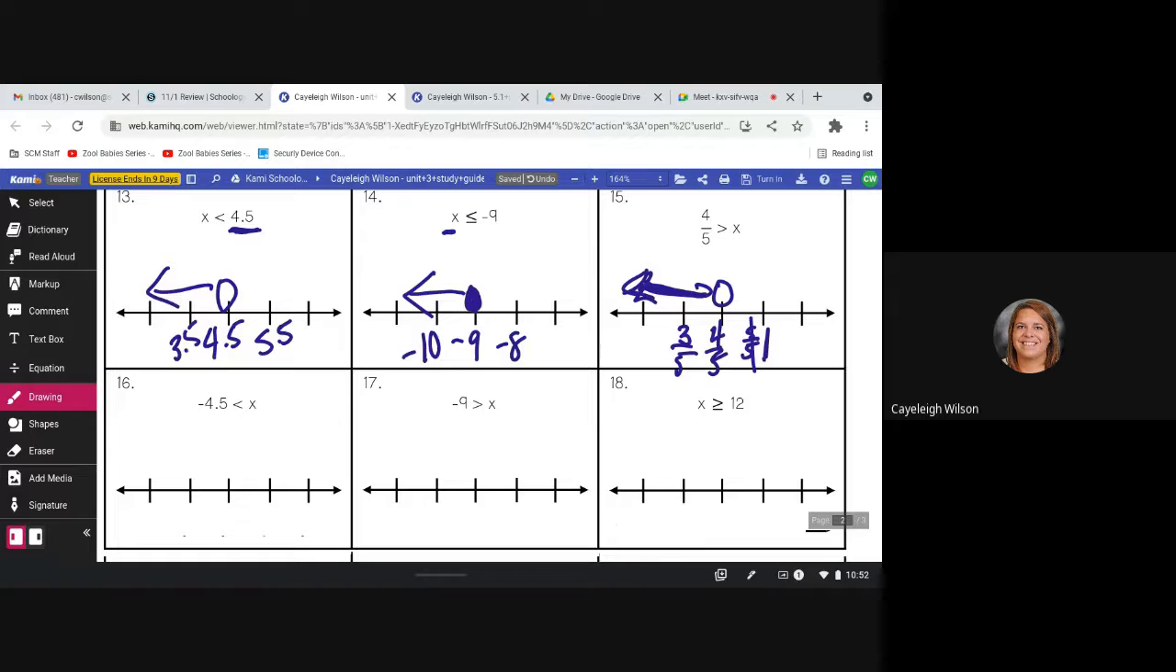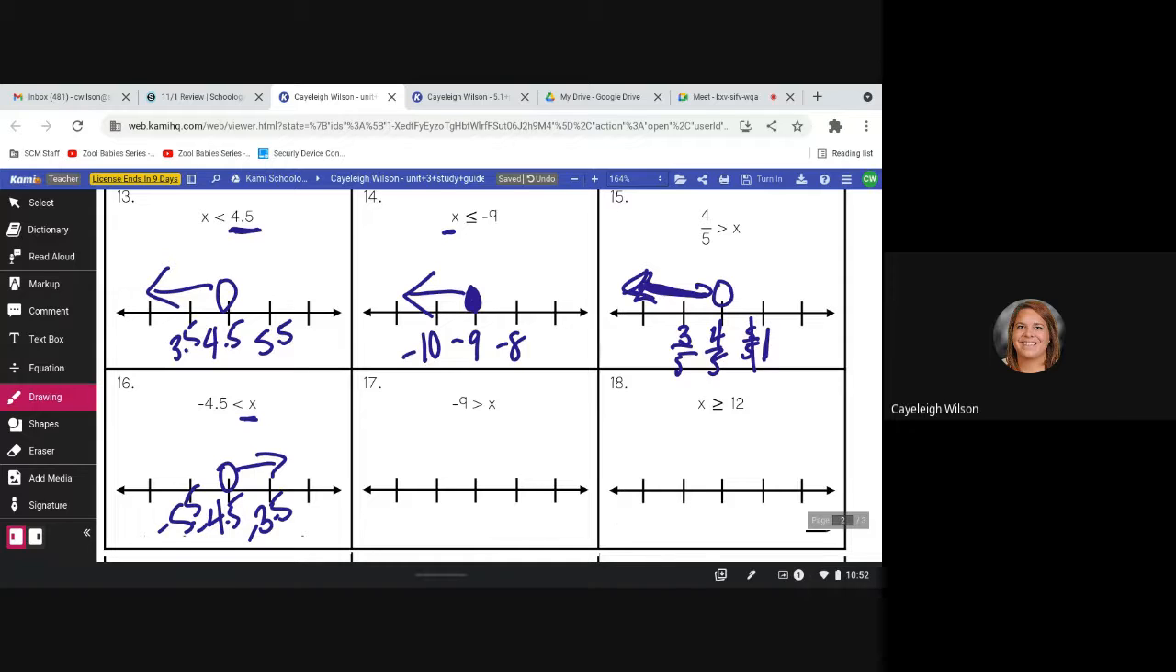All right, number 16, negative 4.5. I subtract 1 on the left, and I add 1 on the right. So I do an open circle on this one, and this time it's eating the x, so it's wanting something bigger, so I go to the right.